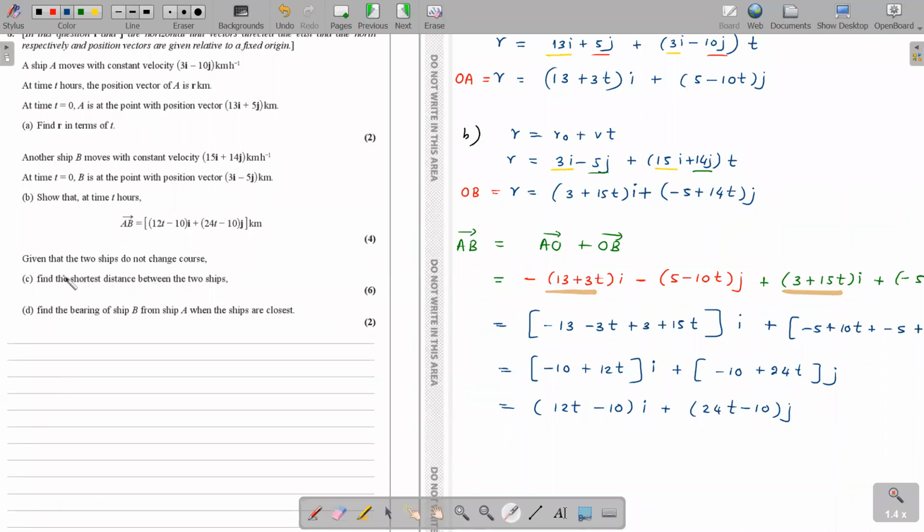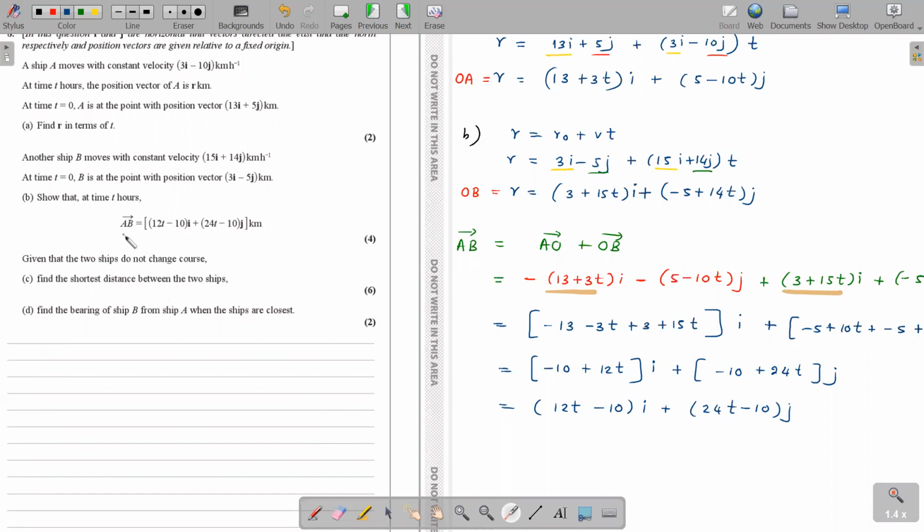Next part. Given that the two ships do not change course, find the shortest distance between the two ships. Okay, what do you mean by the shortest distance? The minimum, like the closest they travel, both the ships are traveling along their respective paths. So they are asking you what's the minimum distance we have in between these two ships. There's a reason they have asked you to find this vector AB in the previous part, because definitely this AB vector can be used for part C.